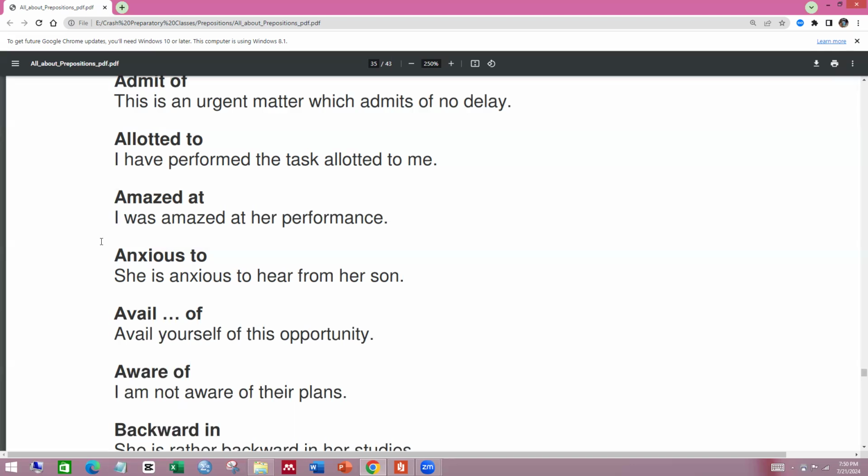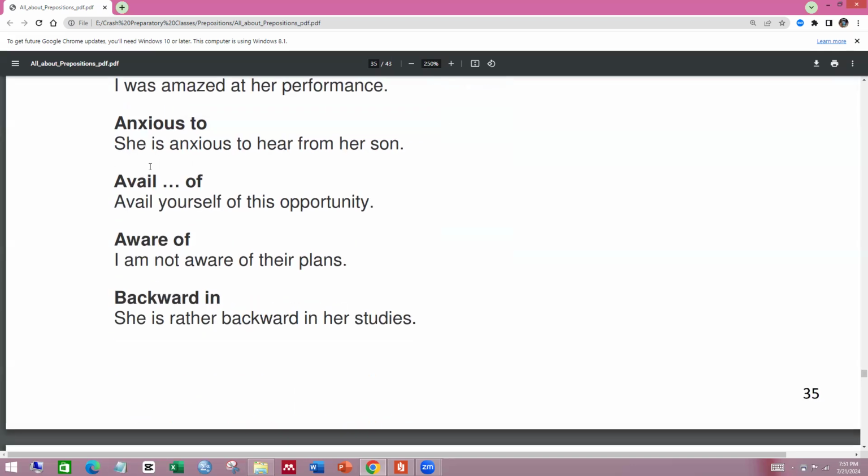So it's about it. Avail of. Avail yourself of this opportunity. मतलब अपने आप को कोई भी अपॉर्चुनिटी या फिर कोई भी जो काम है उसको हासिल करना. टू अवेल मीन्स हासिल करना. अवेल ऑफ, उसको इस काबिल बनाना कि कोई भी बंदा अपॉर्चुनिटी ले सके. ओके. Aware of. ये सिंपल है.